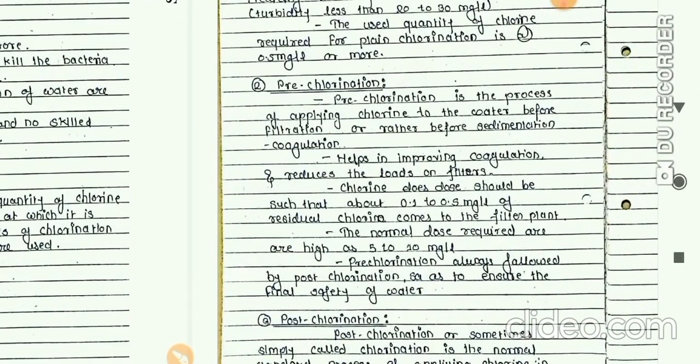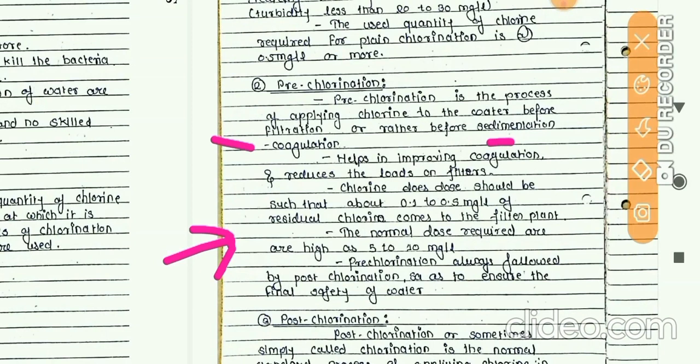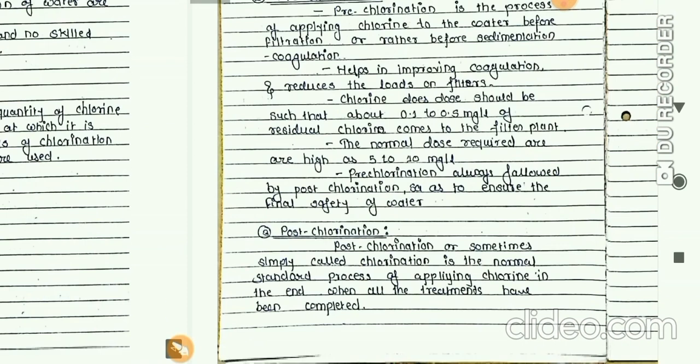Pre-chlorination means adding chlorine before the other treatments, that is, before the filtration or before the sedimentation. The normal dose required is 5 to 10 mg per liter. This can be the dose for pre-chlorination to kill the bacteria, so that the settled part will be removed in filtration or in sedimentation. Then next is post-chlorination.